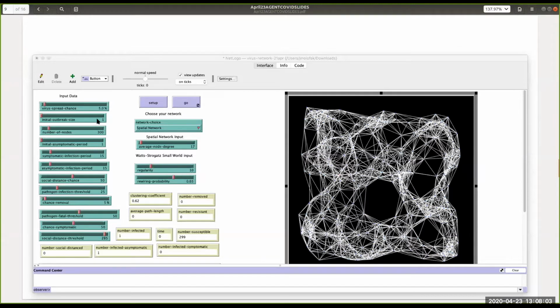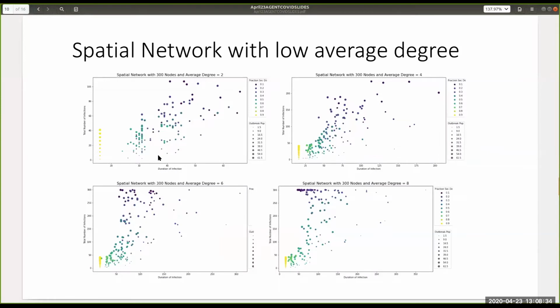We varied the initial outbreak size. We varied the average node degree, also known as irregularity. We varied the percentage of the population that was social distancing. So the parameters were initial outbreak population, social distancing percentage, and average degree.